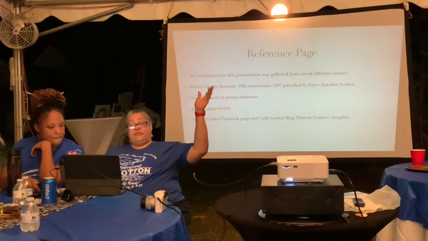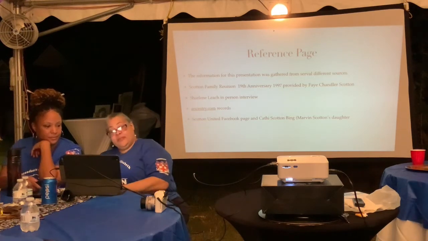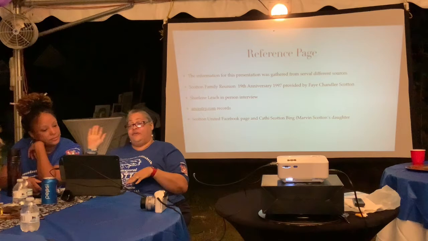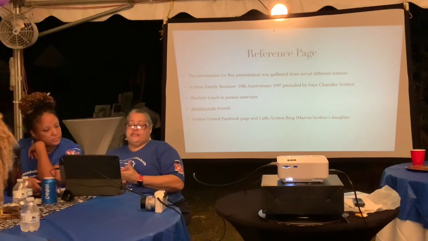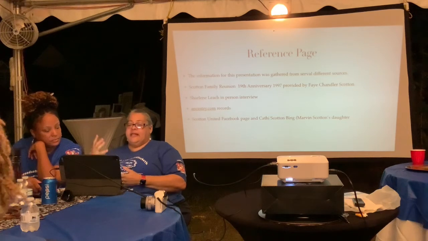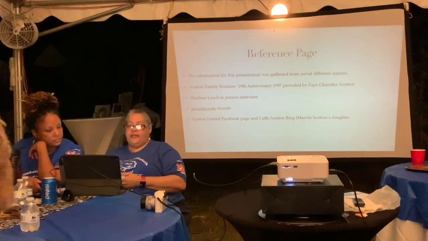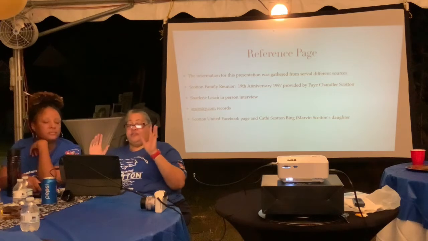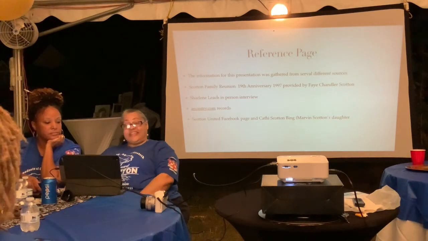And then we have a reference page that tells you that I got this information from a book I got from Aunt Faye. I got some personal information from Mama about the churches where Granddad had churches and different things. I got stuff from Ancestry.com. And I got some information from Kathy Bing, Scotton Bing, which was Uncle Marvin's daughter, from the Scotton United Facebook page. And the only other thing is y'all's pictures came from Facebook if I didn't already have pictures of it. That concludes our presentation.